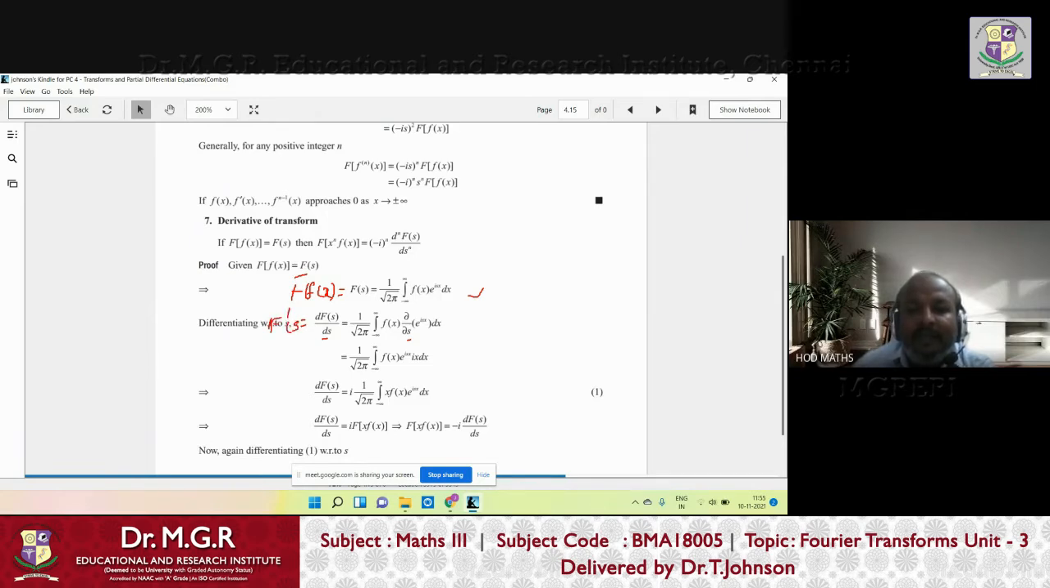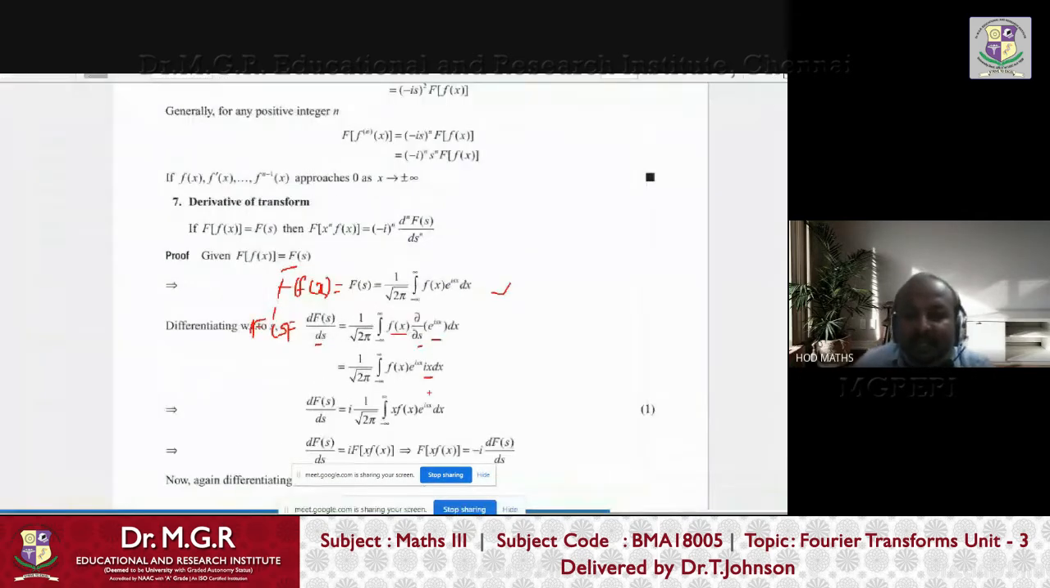Then what happened to the right hand side? In the right hand side, f of x is not a function of s, right? So if you differentiate with respect to s, it won't affect f of x, but it will affect e power isx. If you differentiate e power isx with respect to s, then i and x are constants. So that comes out here, e power isx times ix.